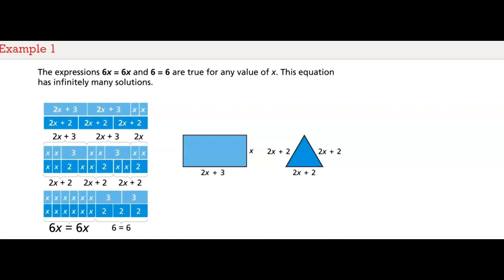The expressions 6 times x equals 6 times x and 6 equals 6 are true for any value of x. This equation has infinitely many solutions.